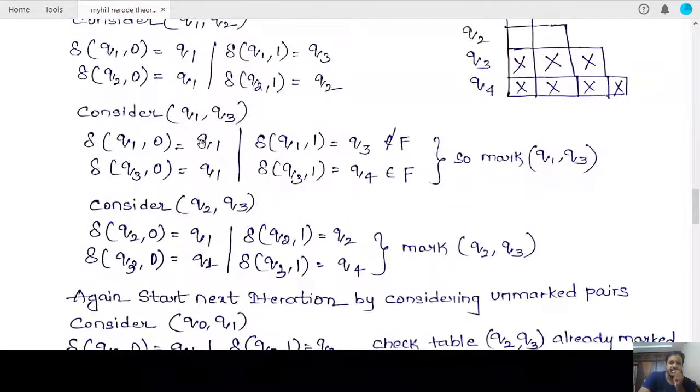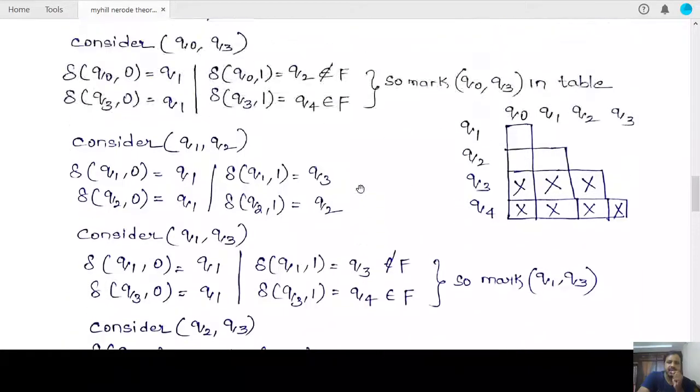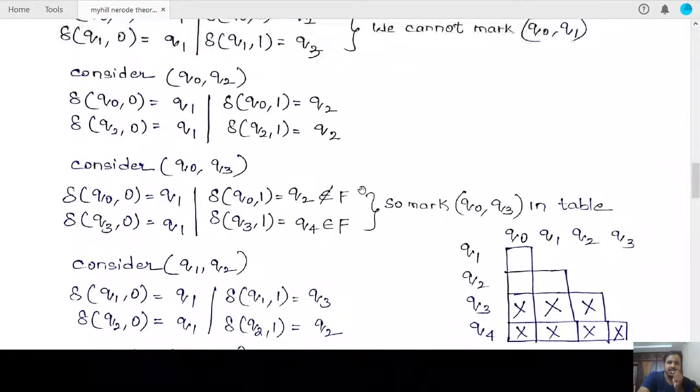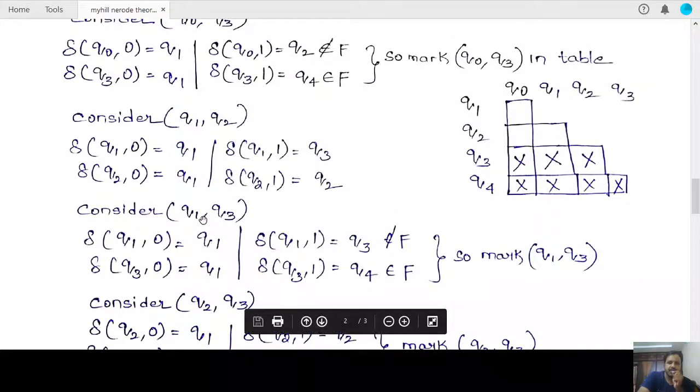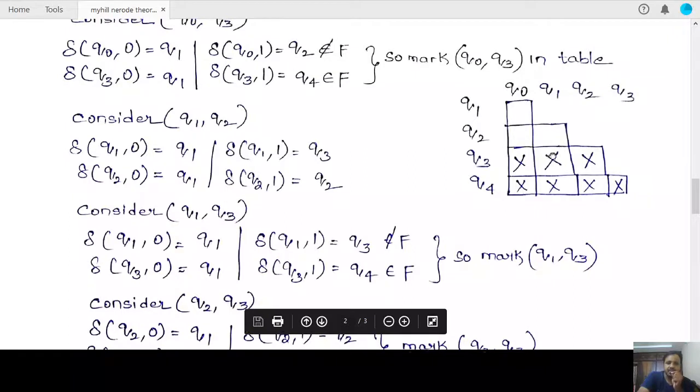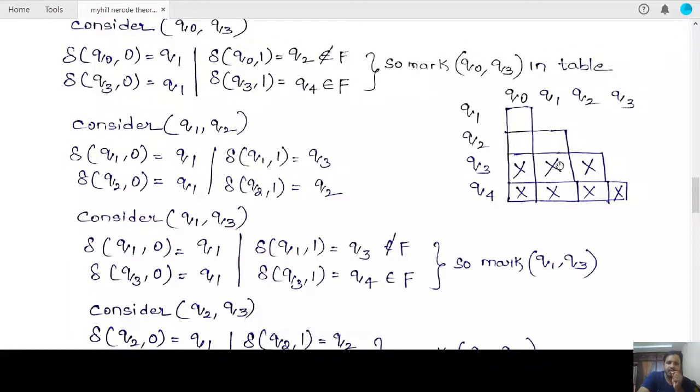So we are checking that state. Q1 comma Q3. Q1 on 0 is Q1, Q3 on 0 is Q1. So both are the same. That's why we are checking Q1 on 1, that is Q3, and Q3 on 1 is Q4. So check Q3 Q4. It is already marked. So that's why we are marking Q1 Q3 also. In the table I marked Q1 Q3 with a cross, or you could say the Q3 row, Q1 column is marked with a cross.